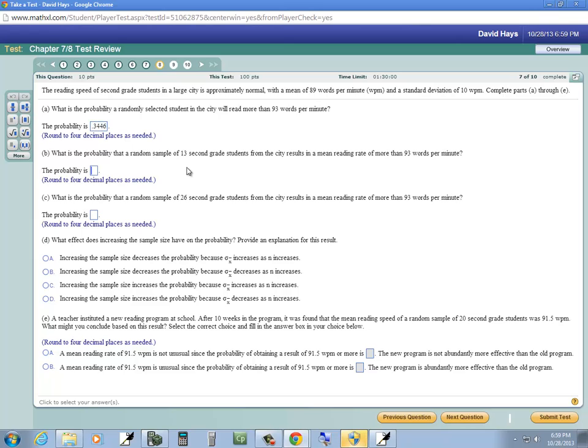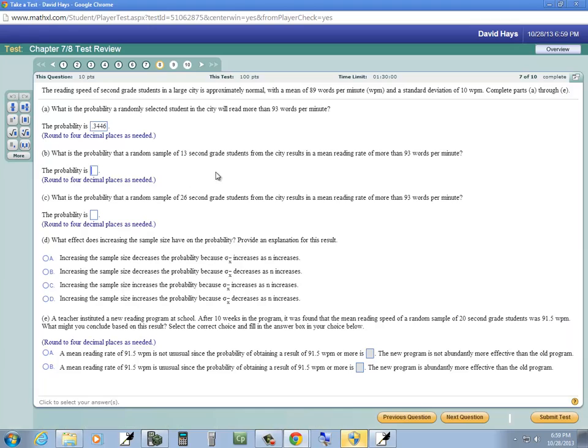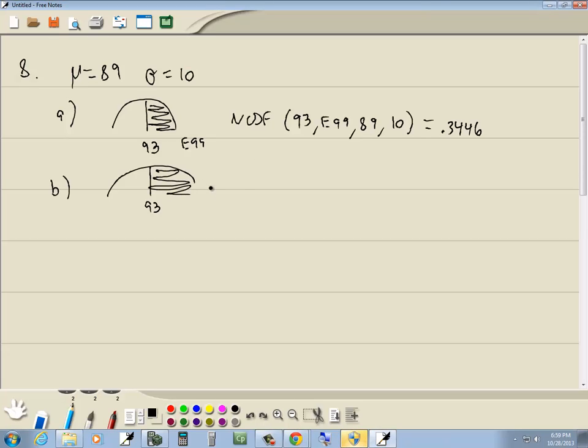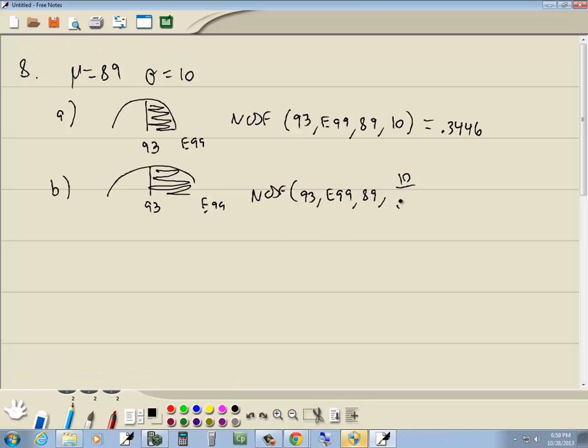0.3446. B, what is the probability that a random sample of 13 results in a mean of more than 93? So we're no longer talking about one, we're talking about many. Still the same picture, shading to the right, E99. So we'll do our normal CDF, our low value, our high value, our mean, which is 89, and our standard deviation divided by the square root of n. And we're talking about 13 second grade students, so square root of 13.